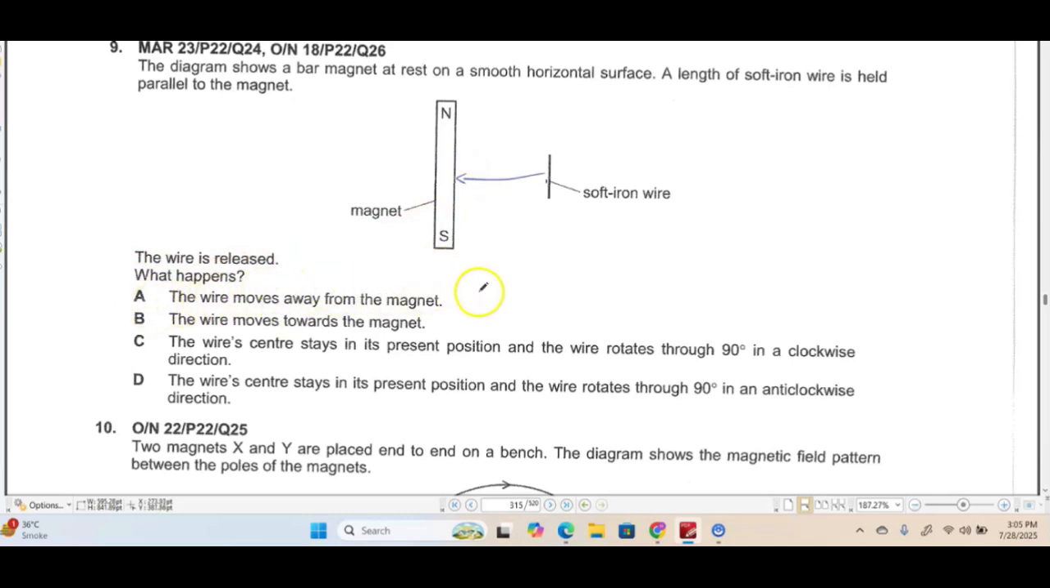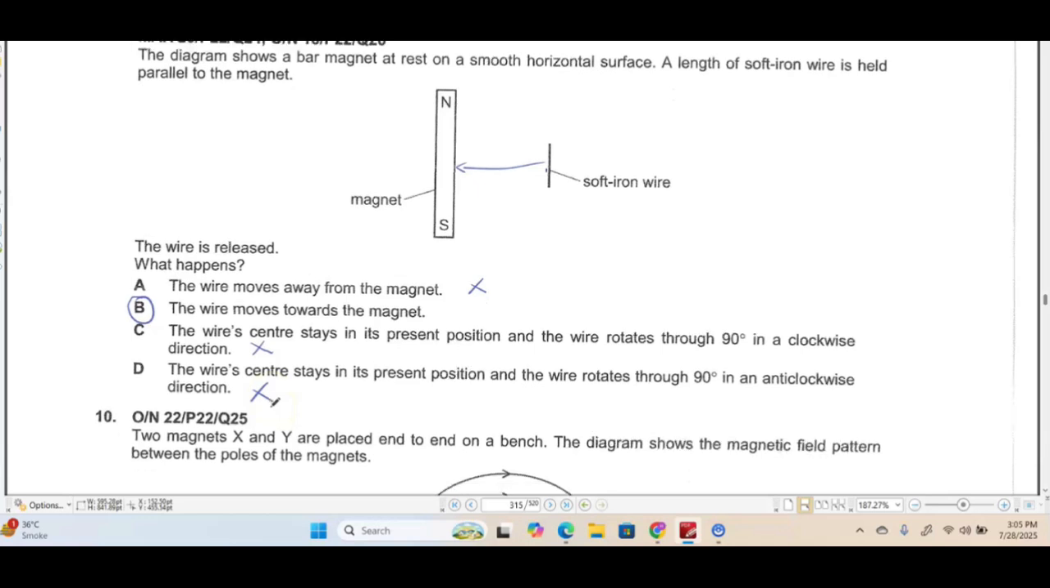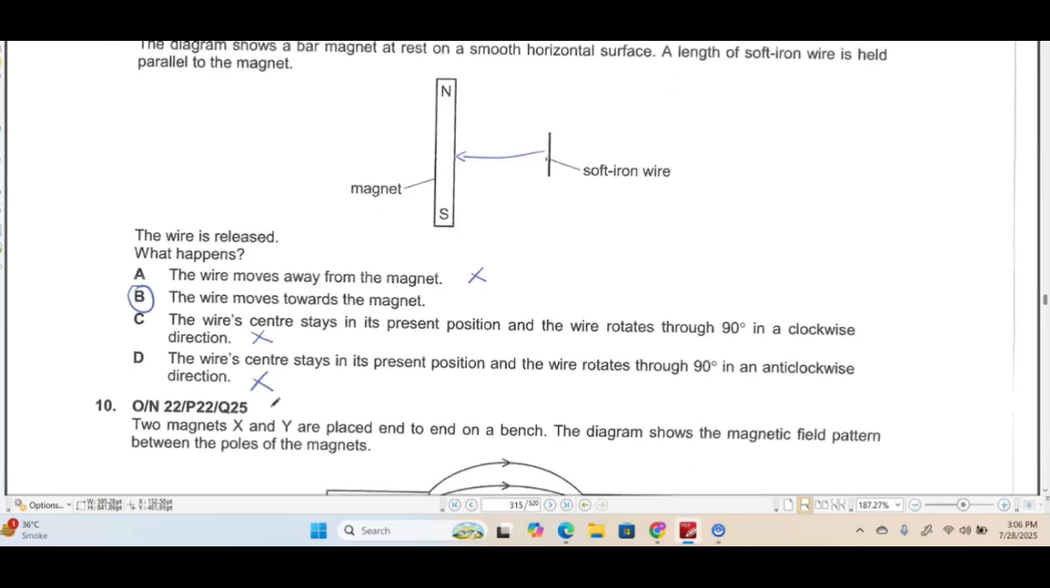The wire moves away from the magnet. This is not correct. This is a magnetic material and the magnet is going to attract it. The wire moves towards the magnet. Yes, this is correct. The wire's center stays at its present position and the wire rotates 90° in a clockwise direction. Not necessarily. This won't happen, obviously. The simplest possible explanation is that it's going to be attracted towards the magnet, so it's going to move towards the magnet.